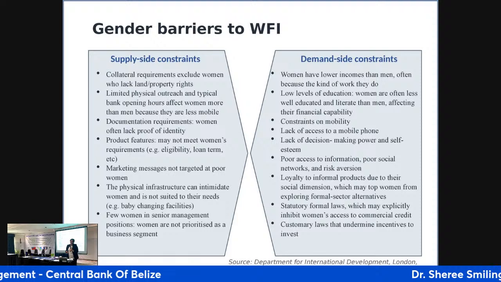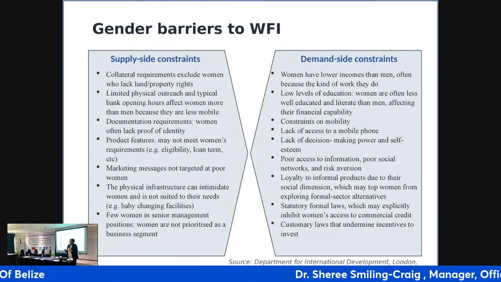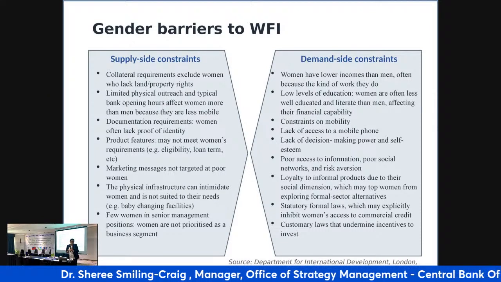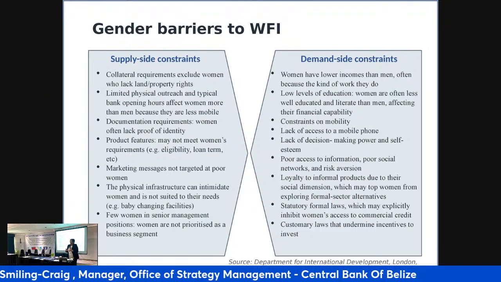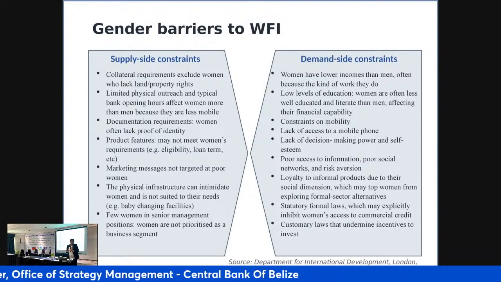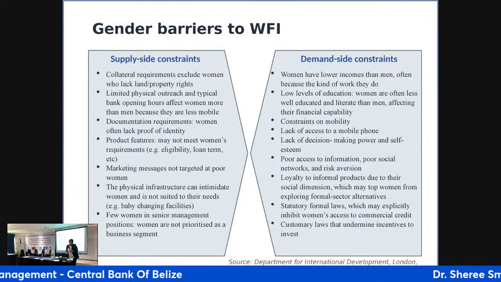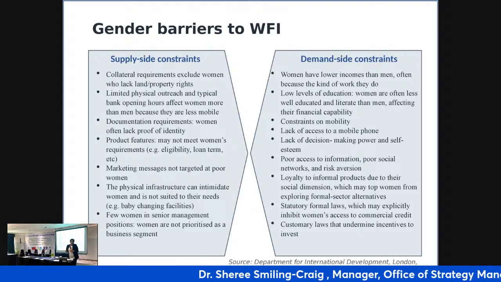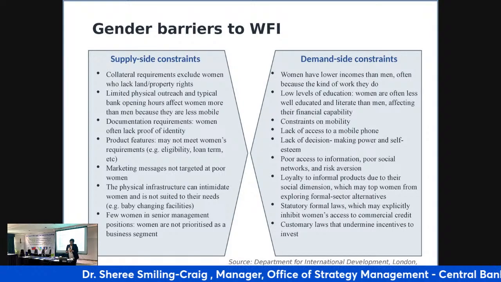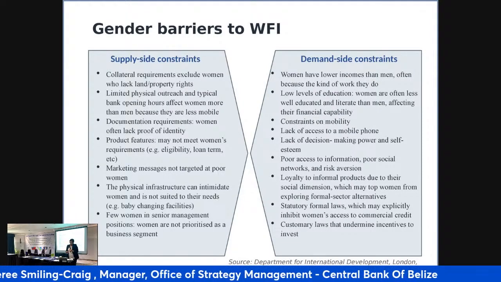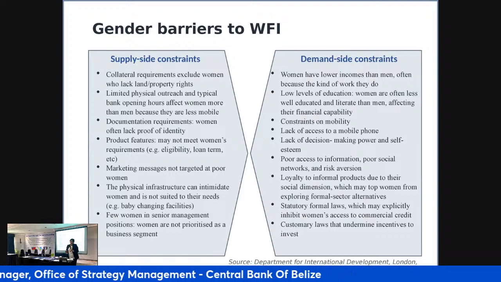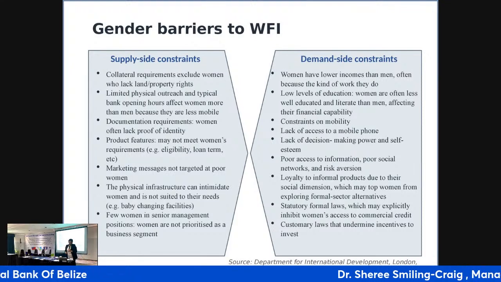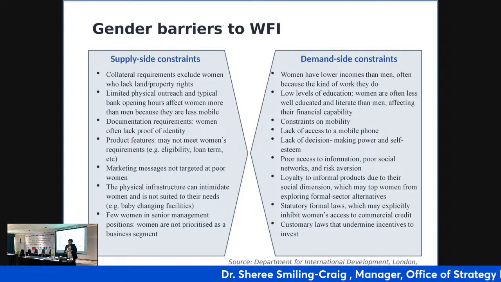The physical infrastructure can be intimidating. There are many women, especially in rural communities, who don't know how to use the financial services or online banking, or they don't have access to online banking. So there are some challenges. On the demand side, women have lower incomes than men. They have lower levels of education generally, and that again is changing. There are constraints on mobility and a lack of access to mobile phones. So these are some general things in the global community when it comes to barriers. I won't go through all of them.